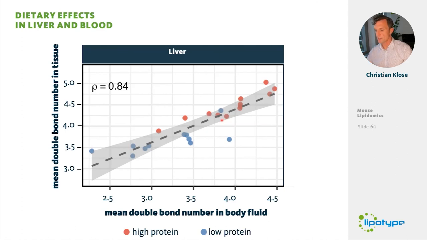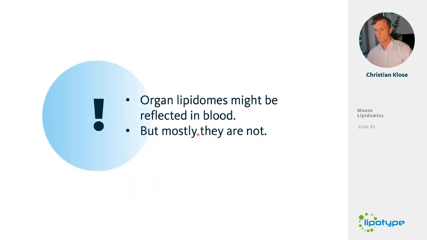To exemplify this a little better, here we see a plot showing the mean double bond number in the body fluid for triglycerides, and on the y-axis the mean double bond number for the triglycerides in liver tissue. You can see here that there is a nice correlation between the two parameters, providing evidence that the correlation analysis we've shown earlier makes sense, and that liver can be nicely represented in the blood sample under the circumstances we have tested here. Therefore, organ lipidomes might be well reflected in the blood, like for example liver, but mostly they seem to be not very well reflected, at least under the conditions we have tested here.